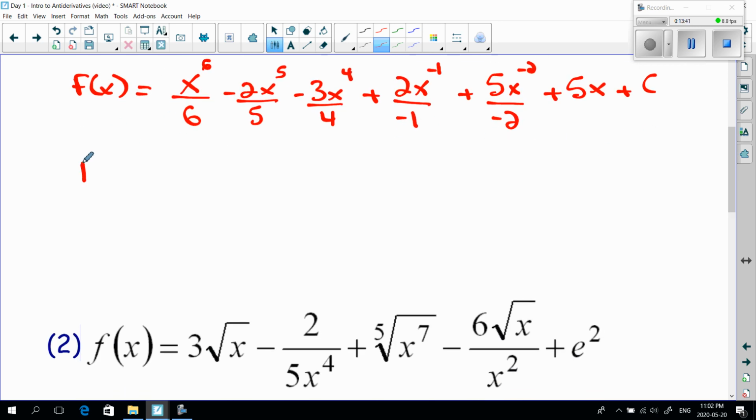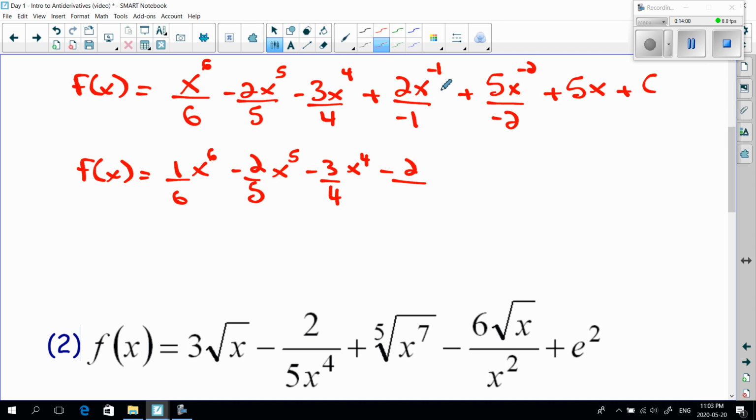Now I'll just clean this up. Capital F of x is going to equal x to the 6th over 6, or 1/6 x to the 6th, if you like. Negative 2/5 x to the 5th, minus 3/4 x to the 4th. This would give me negative 2, 2 divided by 1. And instead of writing x to the negative 1, I'll call it negative 2 over x. This would give me negative 5 over 2, and the x to the negative 2 is going to go down here. Plus 5x plus c. There is my answer.